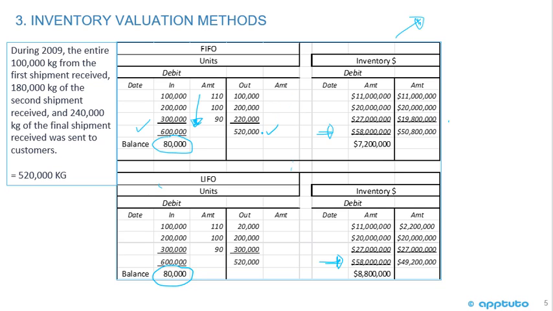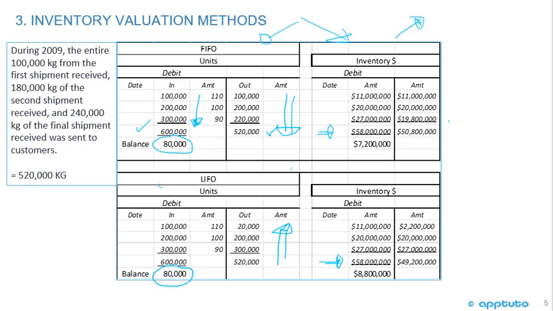So with our FIFO, we start from first in, first out. So we start from the top and we work our way down. With LIFO, last in, first out, we start from the bottom and we work our way back up, and that's why I like the T accounts. Again, on the left-hand side, I've got the units. On the right-hand side, I've got the inventory in terms of dollar value. So let's start with the FIFO again.